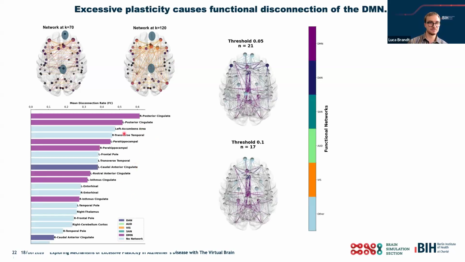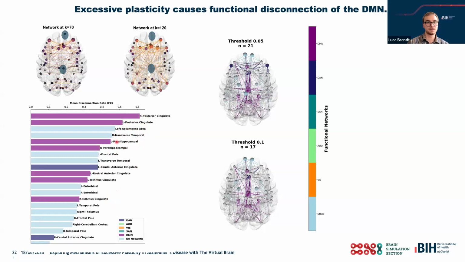So here are the most disconnected regions. Disconnection rate is just a metric of whether a node is disconnected, so it's binary. If it's disconnected in an iteration, it's basically a count, so 0.5 would mean that in half of the simulations, the region would be disconnected. And the most disconnected regions are the posterior cingulate cortical regions, followed by temporal regions such as transverse temporal, parahippocampus, and cingulate regions in general.